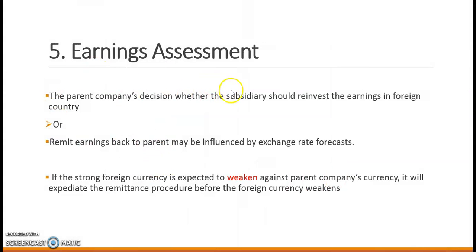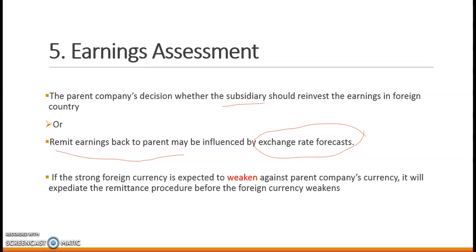Then the fifth assessment is regarding the earnings assessment, and what companies do here. The parent company has to take a decision for a subsidiary, or the child company, on whether it should reinvest the earnings in a foreign country, or should ask them to remit earnings back to the parent company, right? That all depends upon this exchange rate forecast.